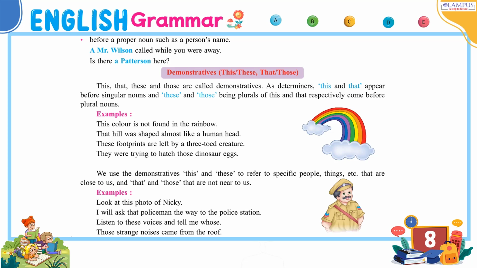We use the demonstratives this and these to refer to specific people, things, etc., that are close to us, and that and those to refer to those that are not near to us. Examples. Look at this photo of Nikki. I will ask that policeman the way to the police station. Listen to these voices and tell me whose. Those strange noises came from the roof.